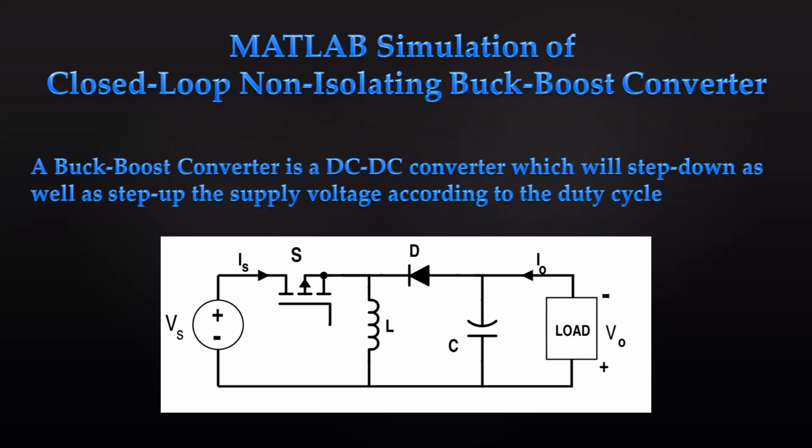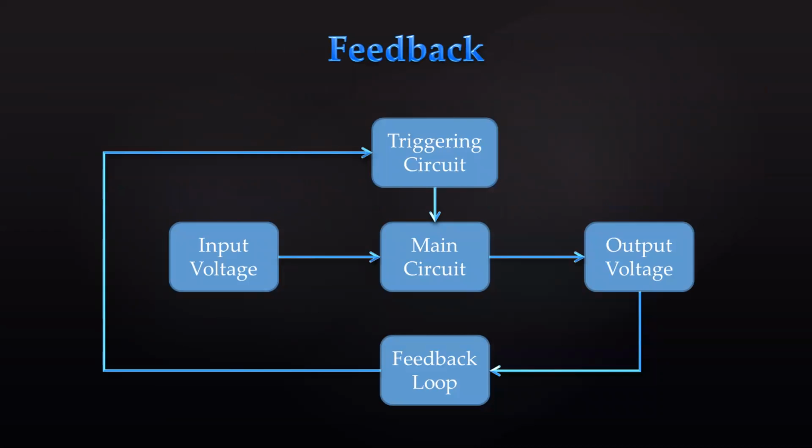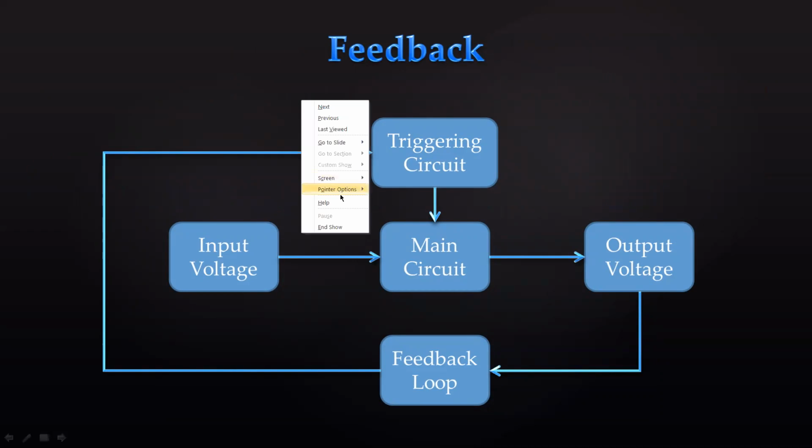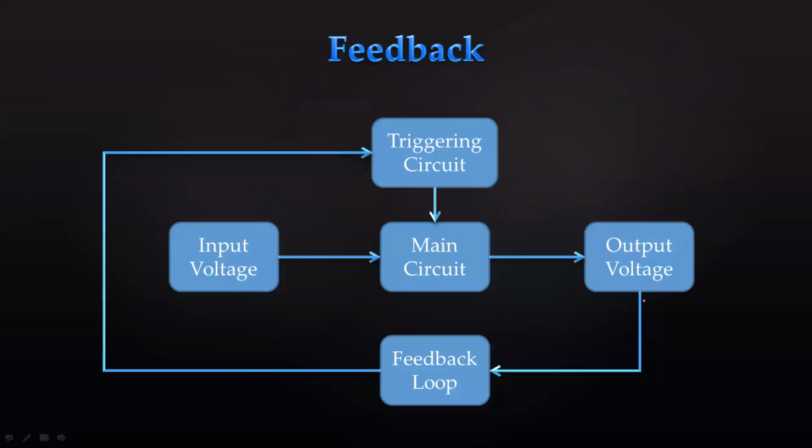Today we will design a feedback loop for our circuit. So what is a feedback? A feedback is something that we are sensing from the output, then manipulating it, then feeding it into the triggering circuit. And according to the value from this triggering circuit, it will trigger our MOSFET or IGBT in the main circuit, and our circuit will work.